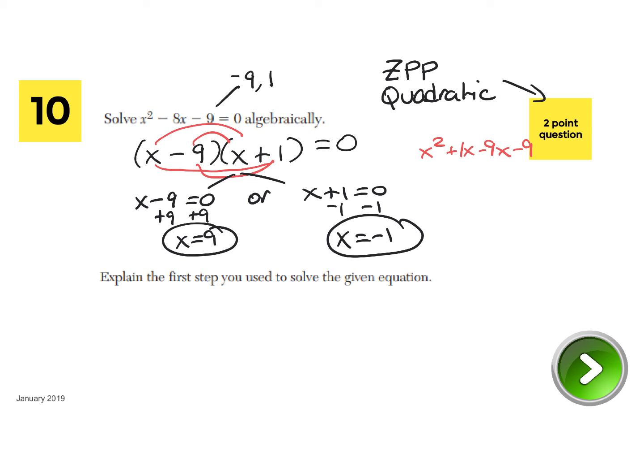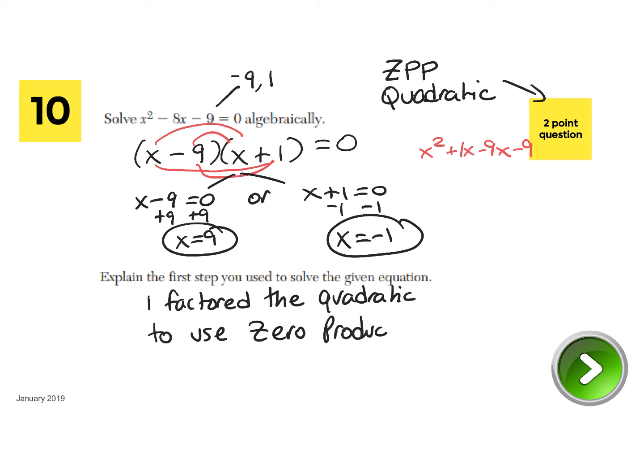Explain the first step you use to solve the given equation. So I would just say I factored the quadratic. And then you could say to use zero product property to solve. All right, let's move on.